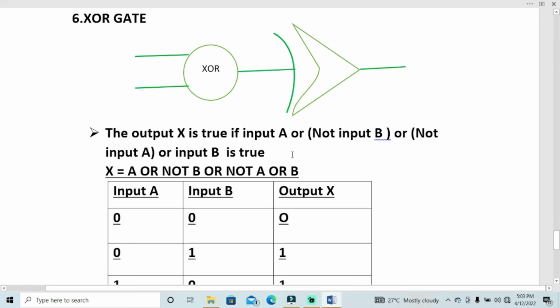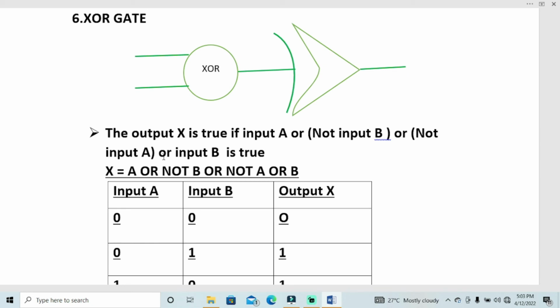So what it simply means, to clear the confusion, you can read it like this, maybe you will understand. The output X is true if input A and not input B, or input B and not input A, is true. So what it simply means in simple words is that the output X is true if A is true and B is not true, or if B is true and A is not true. So for output X to be true, either of them has to be true.